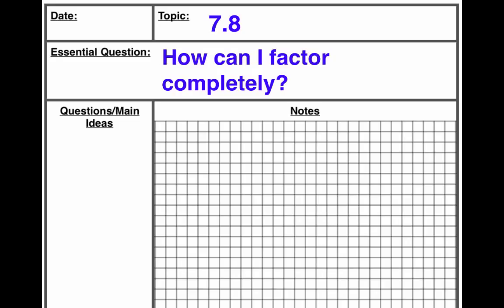We're going to call this section 7.8, and we are going to work on how can I factor completely. So this is kind of the last stage of factoring for us. We've looked at how to do rectangle and diamond, and we've looked at special cases. Now we're going to get into one final step that I think is really important, and that's called factoring completely.